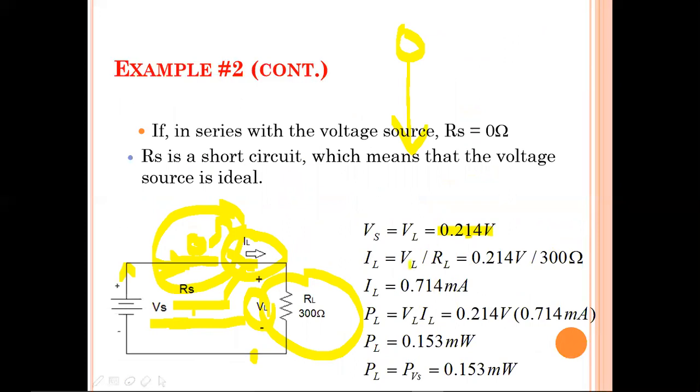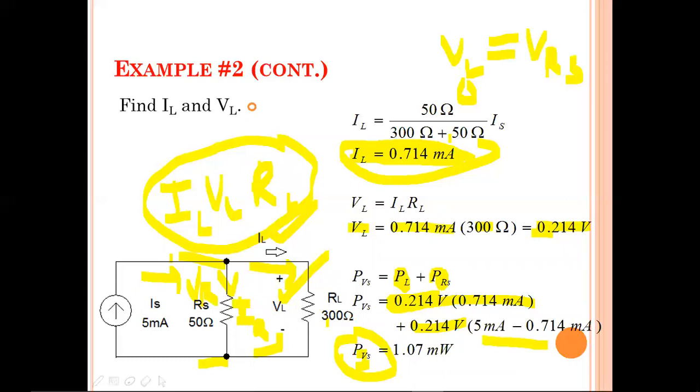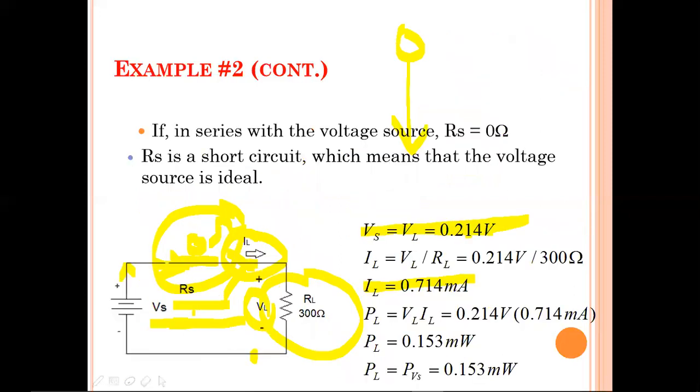So here also I'm going to be finding the IL and VL. These are constant for the converting. IL and VL are also constant. What about the power? For the consumption of power, here you will get only one term. In the previous case you received two terms, one for the load and one for the internal resistance. But here there is no internal resistance. Since there is only one power consumption element, that is the load itself.